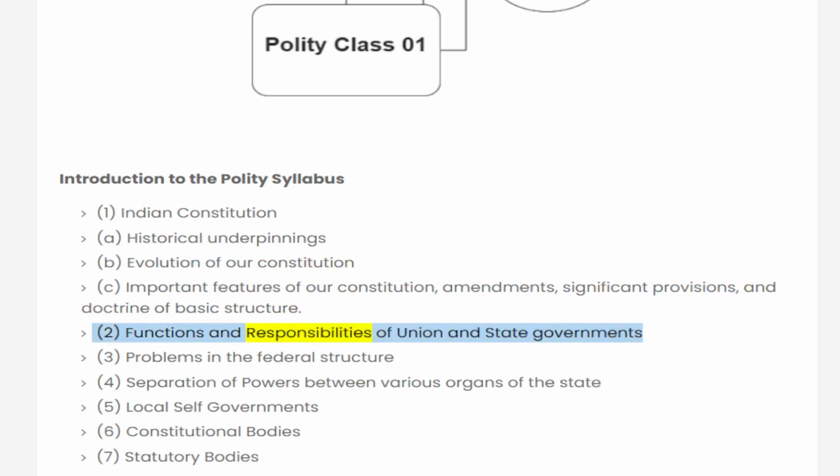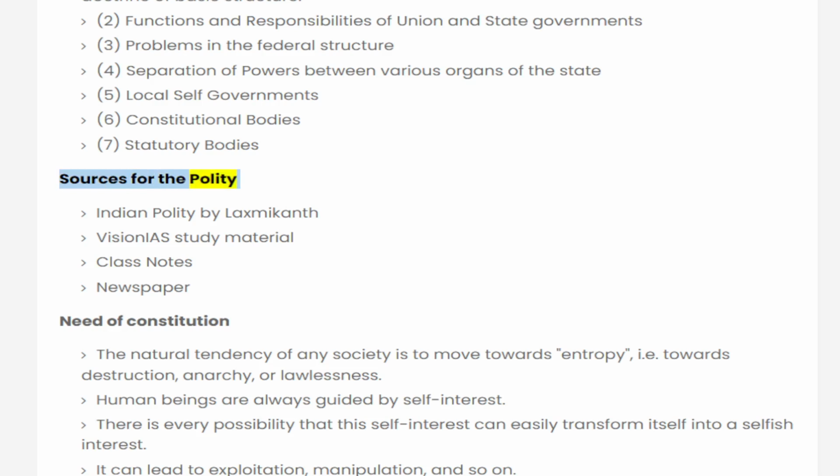2. Functions and responsibilities of union and state governments. 3. Problems in the federal structure. 4. Separation of powers between various organs of the state. 5. Local self-governments. 6. Constitutional bodies. 7. Statutory bodies.